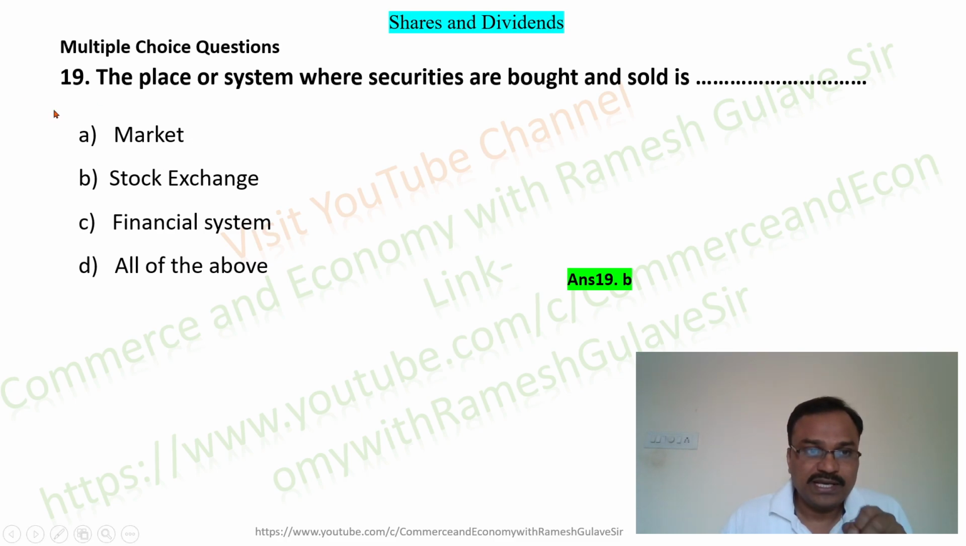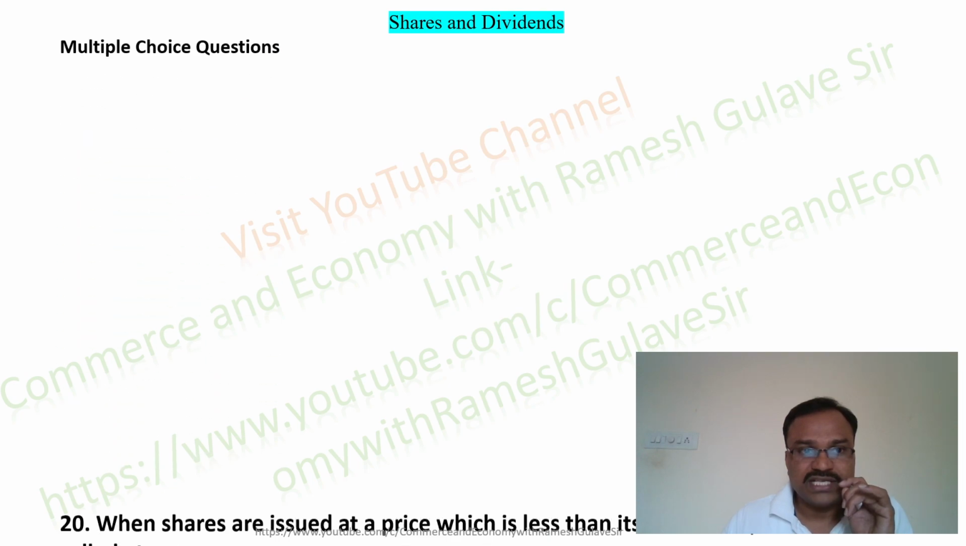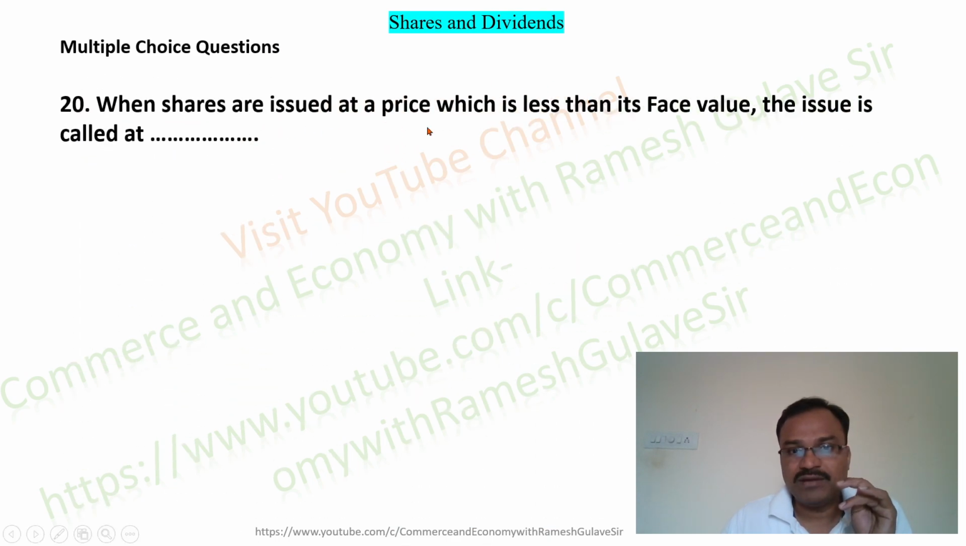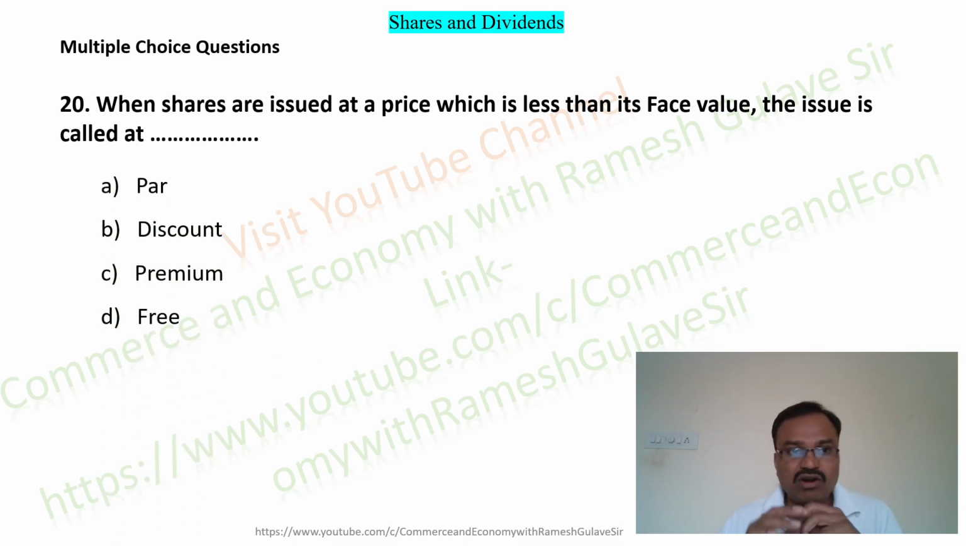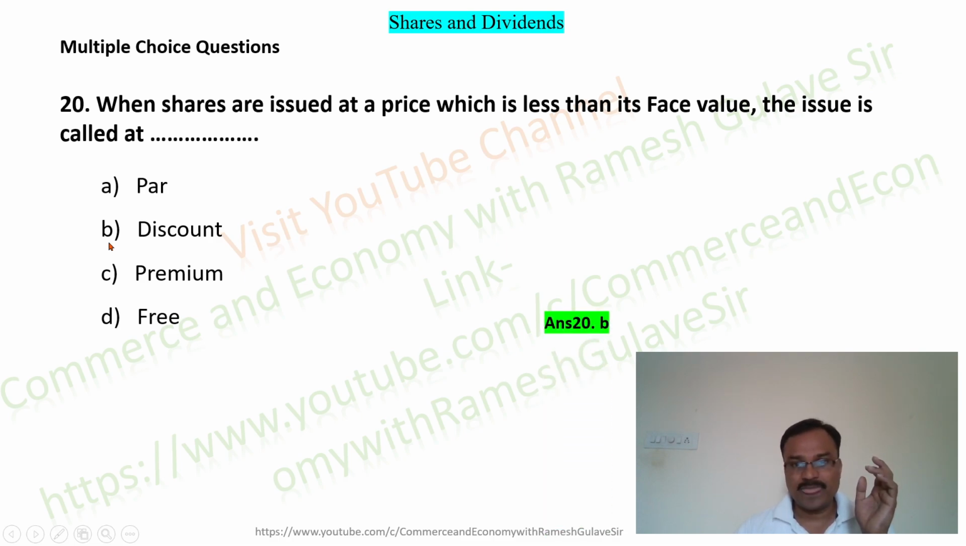Okay, so for question number 19, option B is the right answer. That is, the place or system where securities are bought and sold is stock exchange. Let us move on to the next question. The next question says when shares are issued at a price which is less than its face value, the issue is called at, and options are par, discount, premium, free. If the issue price is less than its face value, the issue is called issue at discount. So here option B is the right answer.